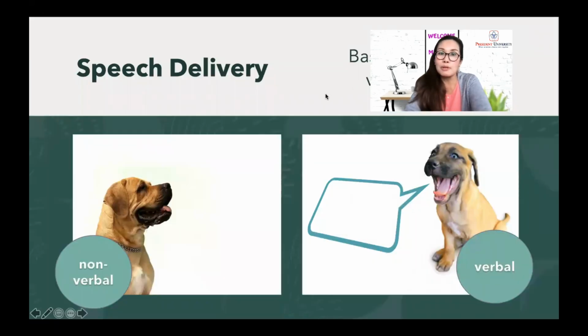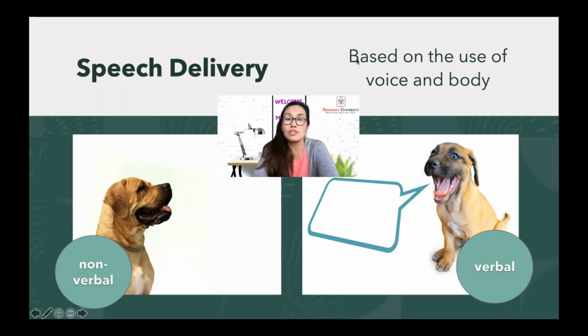And when we think about speech delivery based on the use of voice and our gestures or body movement, then we know that there is nonverbal communication and verbal communication, right? Verbal communication is performed when the speaker uses words, and nonverbal communication is when words are absent but the speaker uses body language, gestures, body movement, facial expressions, or eye contact, right?